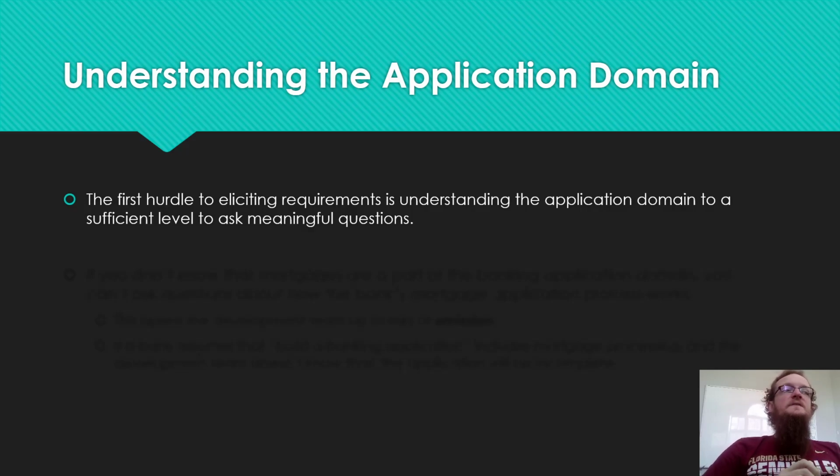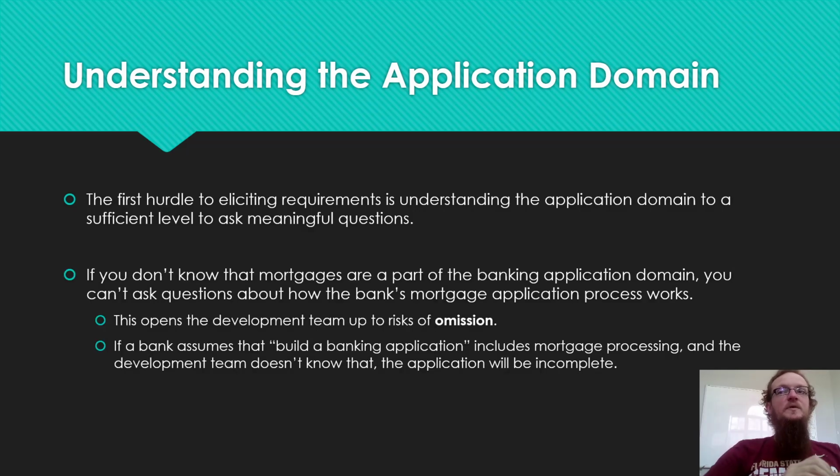So the very first hurdle that you're going to have trying to understand the requirements of a system is understanding what the system is supposed to be doing. The example that I use semester after semester is, if you don't know how mortgages work and you don't have a clue that banking applications should support a mortgage, there is effectively a 0% chance that you're going to read the list of requirements, identify the fact that mortgages are missing from the list of requirements, and then go back to the client and say, hey, you forgot to talk about mortgages.